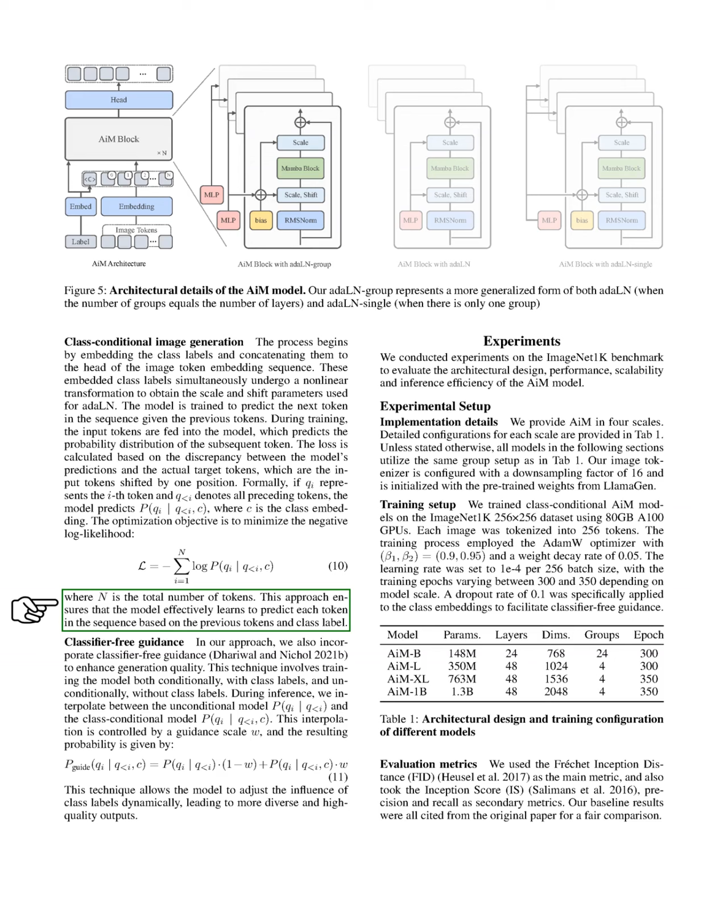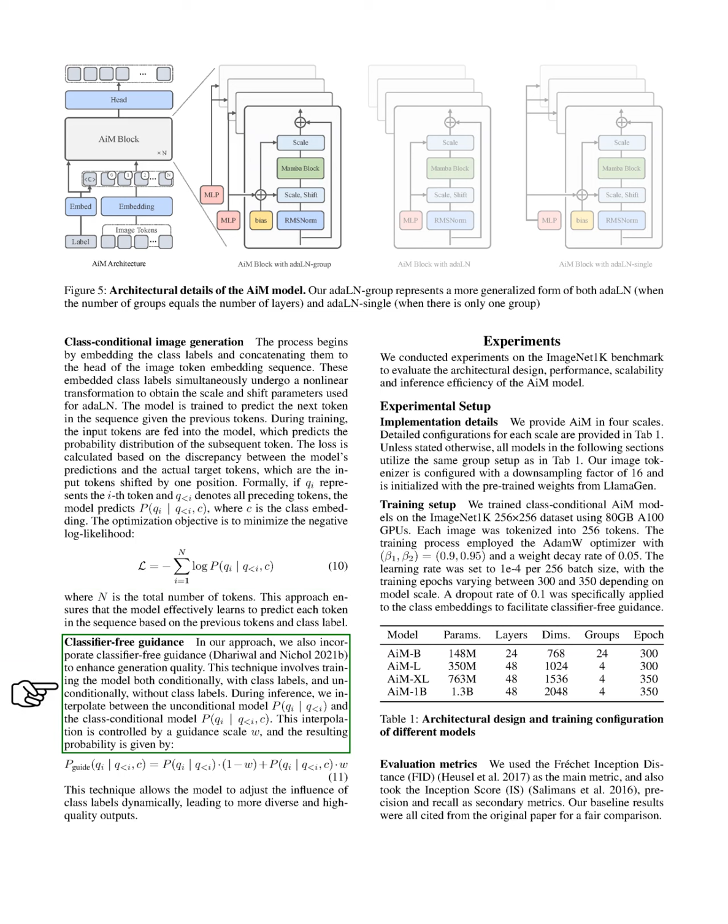Specifically, if we denote the ith token as q_i and all previous tokens as q_<i, the model predicts the probability of q_i given q_<i and the class embedding c. Our goal is to minimize the negative log likelihood, where n represents the total number of tokens. This method helps the model learn to predict each token based on prior tokens and the class label.